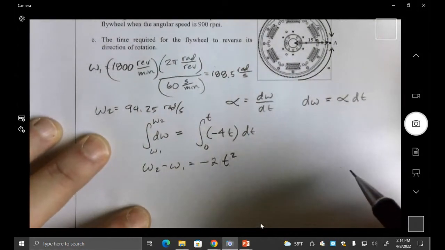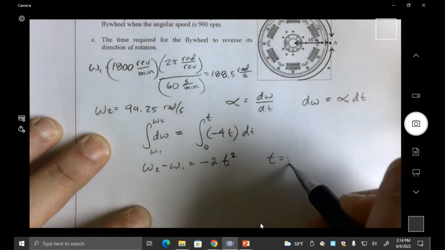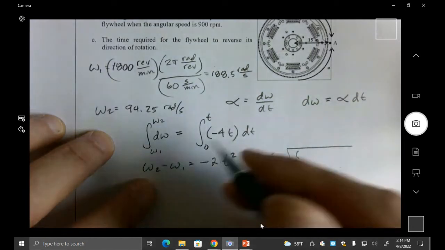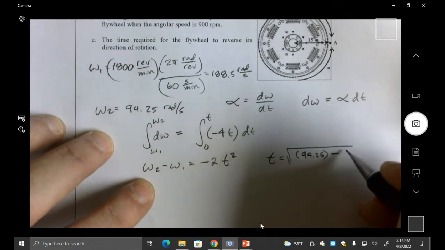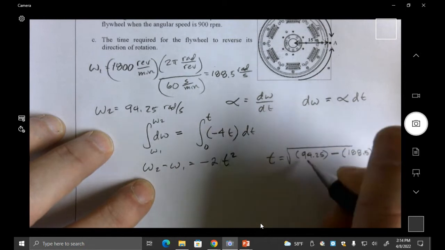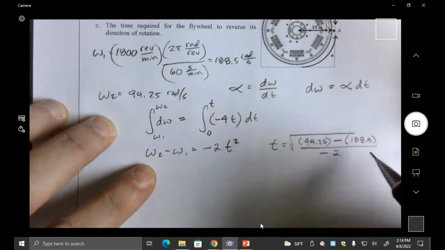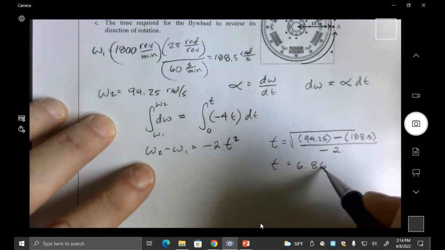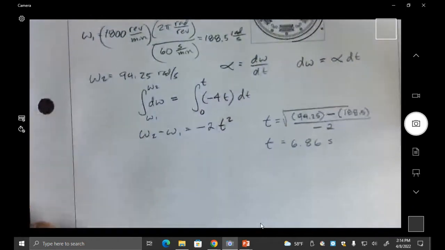So all we have to do is say t is equal to the square root of omega 2 minus omega 1, that is 94.25 minus 188.5, divided by negative 2. And that's going to work out. So we have the time is 6.8 seconds. I only gave one of them 3 sig figs, but there you go.